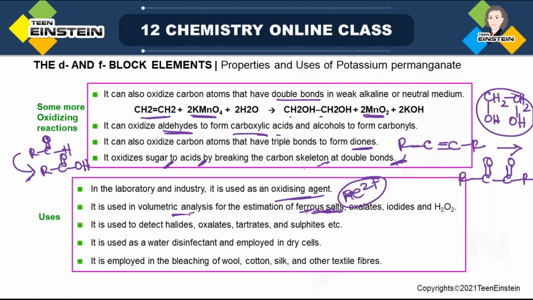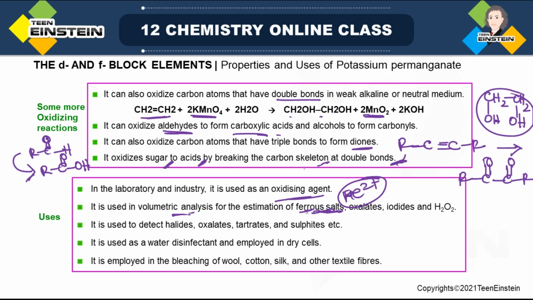So if you know the concentration of KMnO4 and the concentration of Fe2+ is unknown, now when it reacts with KMnO4, you know the volume of KMnO4 you are using for this oxidation, and the concentration of the KMnO4 solution is also known. So from this known information, you can easily find out the actual amount of Fe2+. And this is volumetric analysis for estimation of ferrous salt.